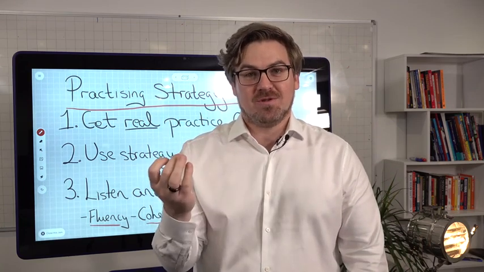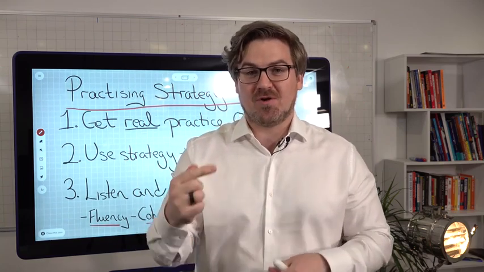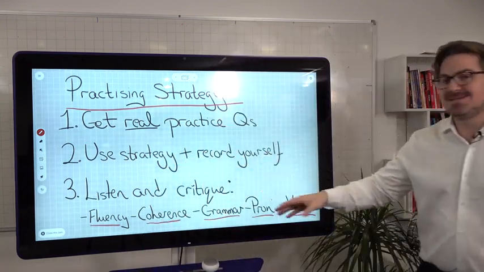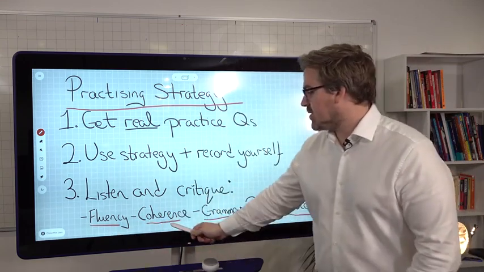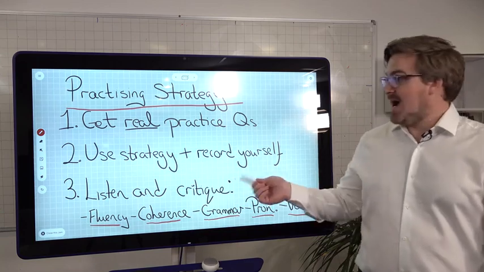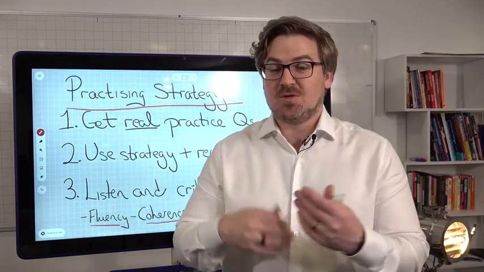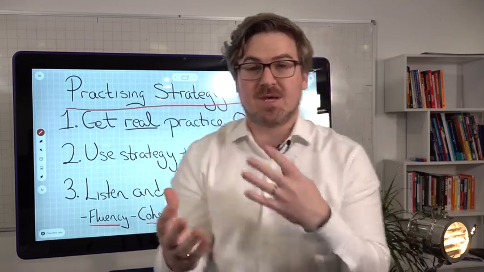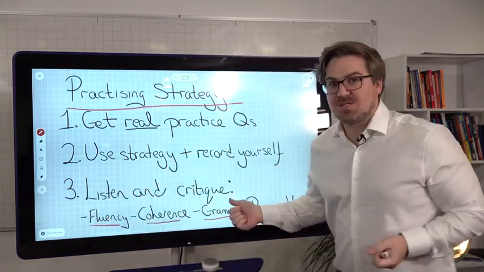Everyone watching this will have a mobile phone. Everyone can record themselves. All right, so get a question, hit record on your mobile phone, answer the question for 2 minutes and record yourself, and then listen and critique your own work and think about fluency, coherence, grammar, pronunciation and vocabulary. I get my VIP students to do this all the time. Even though we do one-on-ones with them and we critique them, we get examiners to sit with them and tell them their scores. Even though we do provide that service, we get them to do this too.